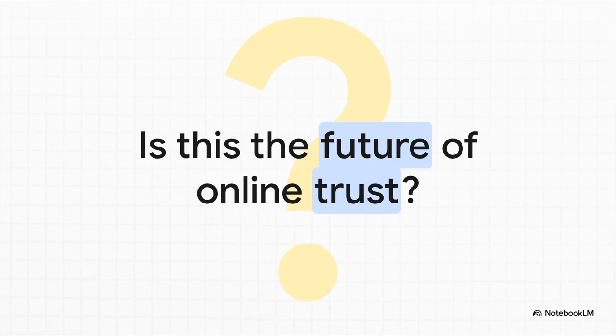A future where trust isn't just a promise from a company, but something that's baked into the network's architecture. So the question this leaves us with isn't just whether this kind of tech is possible, but what kind of internet could we build if we started making verifiable ownership the rule instead of the exception?